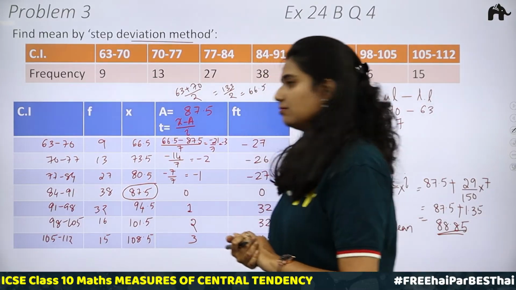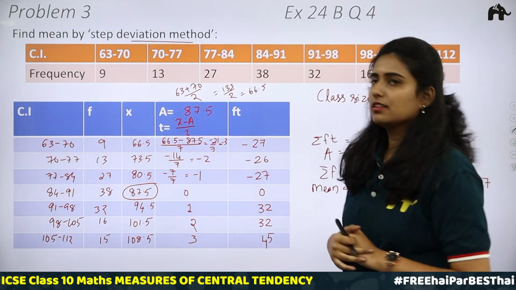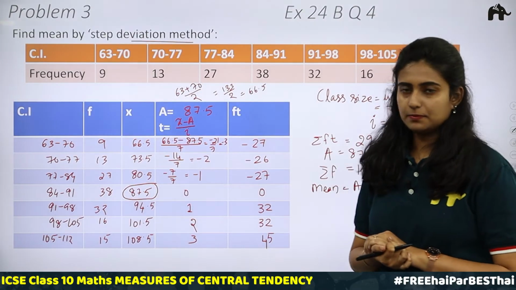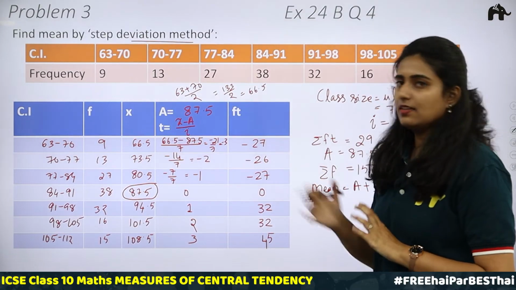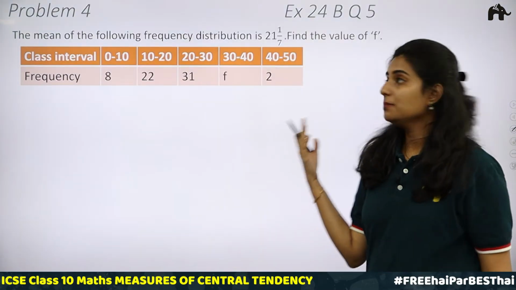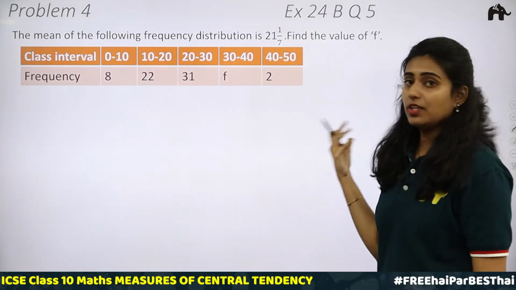Understood what we have done? So, same as the question we have done just before. Here we have used a step deviation method. So, be careful while dealing with these numbers. So, this is it. Problem 4, question 5 of exercise 24B.